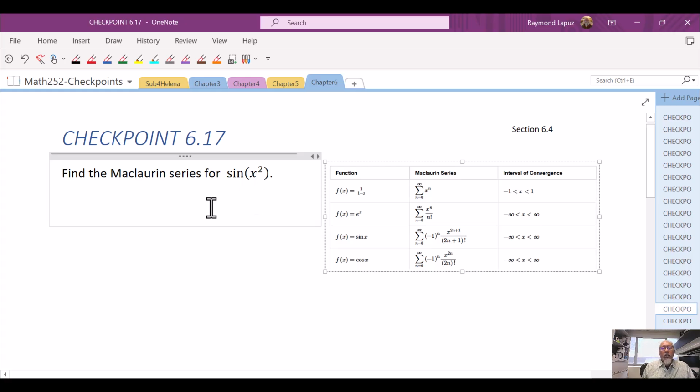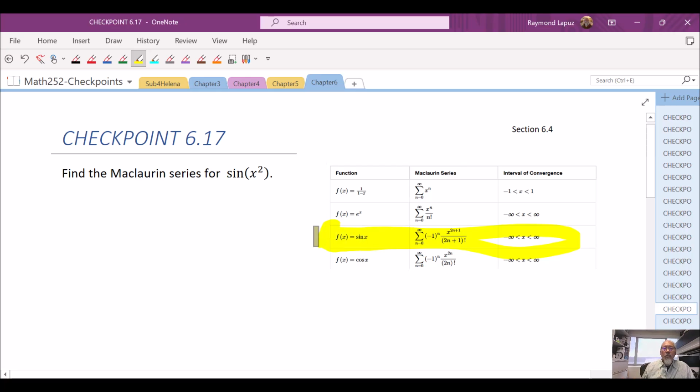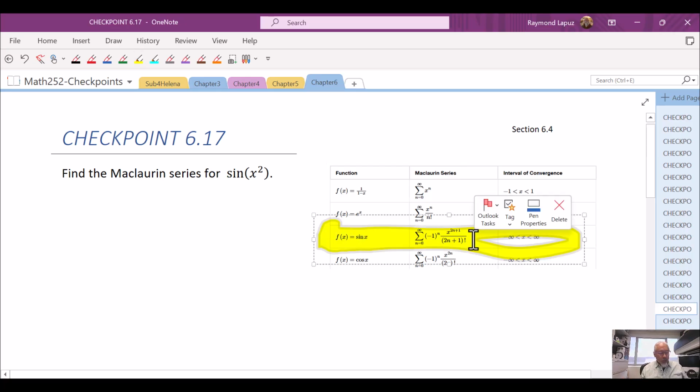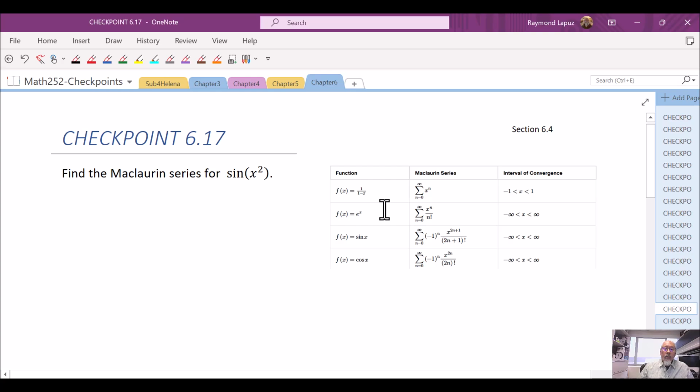Now, we will assume that we have seen the Maclaurin series before, and it is in one of our tables that has a list of important series, one of them being the sine function. And we have the series for that.